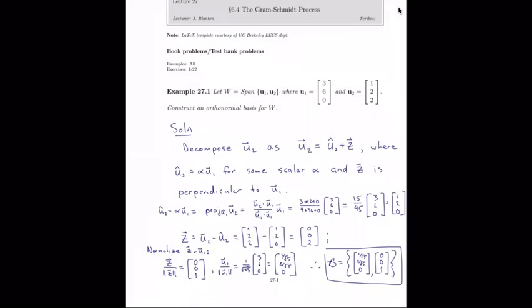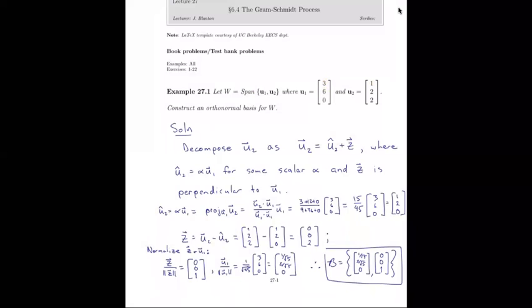If we have a space W equal to the span of two vectors U1 and U2, where U1 is this vector and U2 is this vector, note that these vectors are not orthogonal to each other. We have (3, 6, 0) and (1, 2, 2). 3 times 1 is 3, plus 6 times 2 is 12, is 15, plus 0 is 15, which is not 0. So these vectors are not orthogonal.